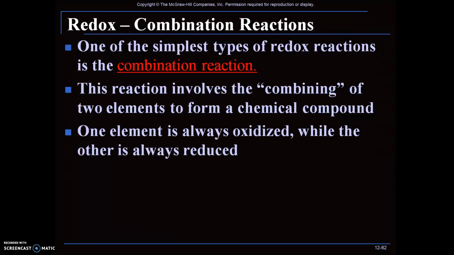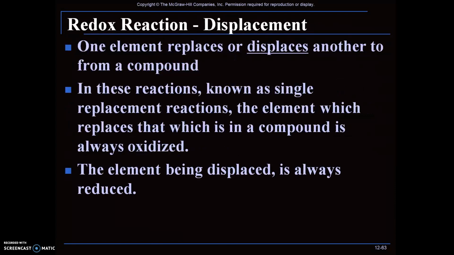One of the simplest types of redox reactions is a combination reaction. This reaction involves combining two elements to form a chemical compound. One element is always oxidized while the other is always reduced. In single replacement reactions, one element replaces or displaces another to form a compound. The element which replaces that which is in the compound is always oxidized. The element being displaced is always reduced.